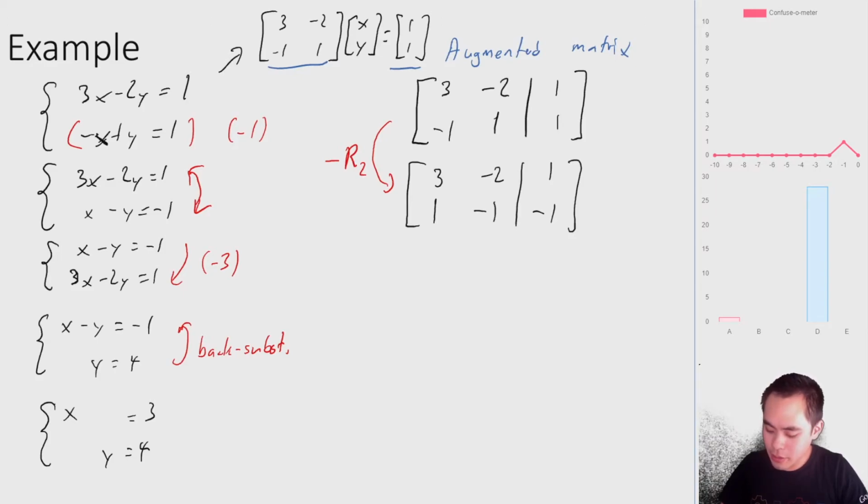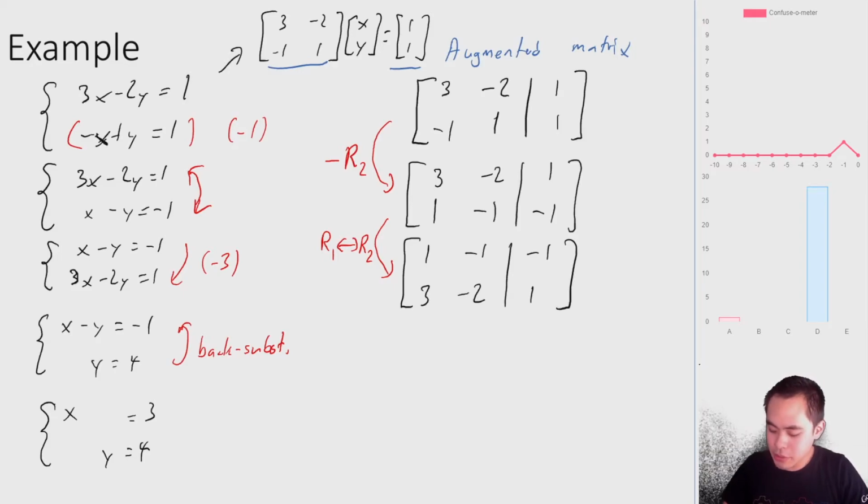We can do this again. Here, row 1 is going to swap with row 2. So if row 1 swaps with row 2, then you end up getting 1, minus 1, minus 1, and 3, minus 2, 1.